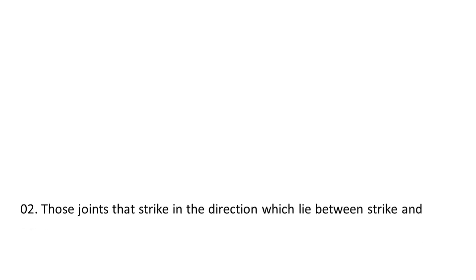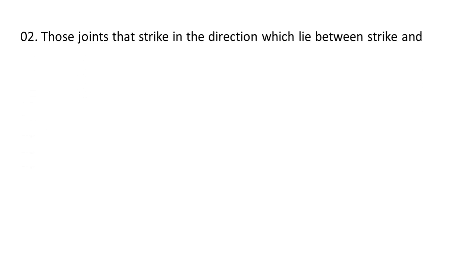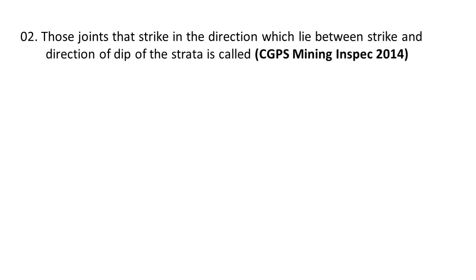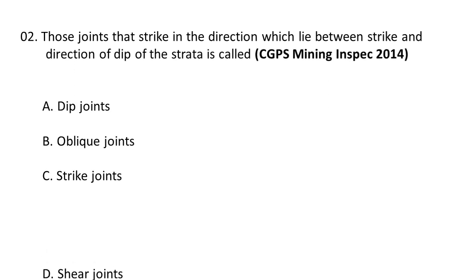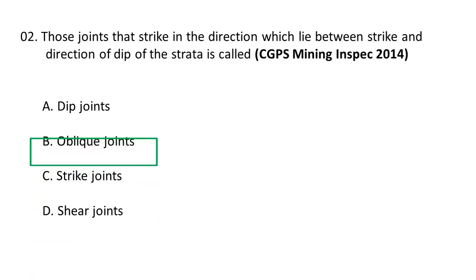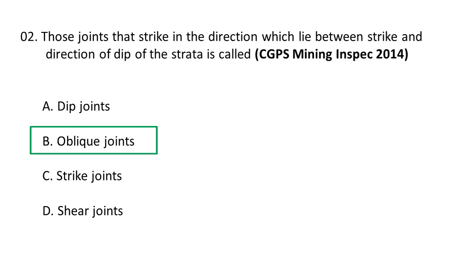Next question. Those joints that strike in the direction which lies between strike and dip direction of the strata are called: A. Dip joints, B. Oblique joints, C. Strike joints, D. Shear joints. So the correct option is oblique joints. Oblique joints are joints that strike in a direction that lies between the strike and dip of the strata. B, oblique joints, is the correct one.